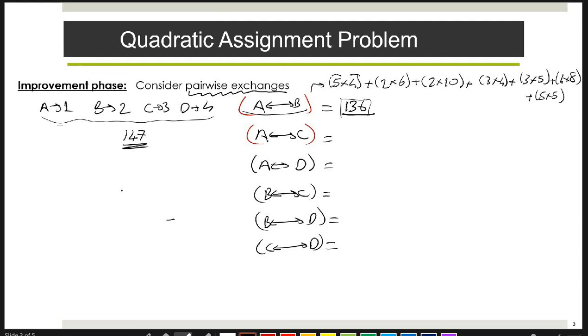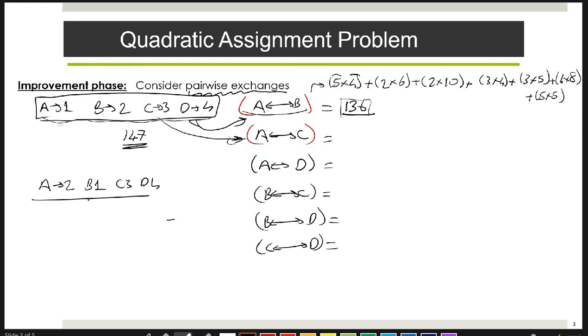But the thing is, look, I'm not going step by step. This is our base solution: A to 2, B to 1, C to 3, D to 4. When I say replace A and C, again it is with respect to this base solution, not with respect to the other solution. So when I replace A and C, the solution will be like this: A to 3, B to 2, C to 1, D to 4. In this one, I am replacing A and C, so be careful with this.